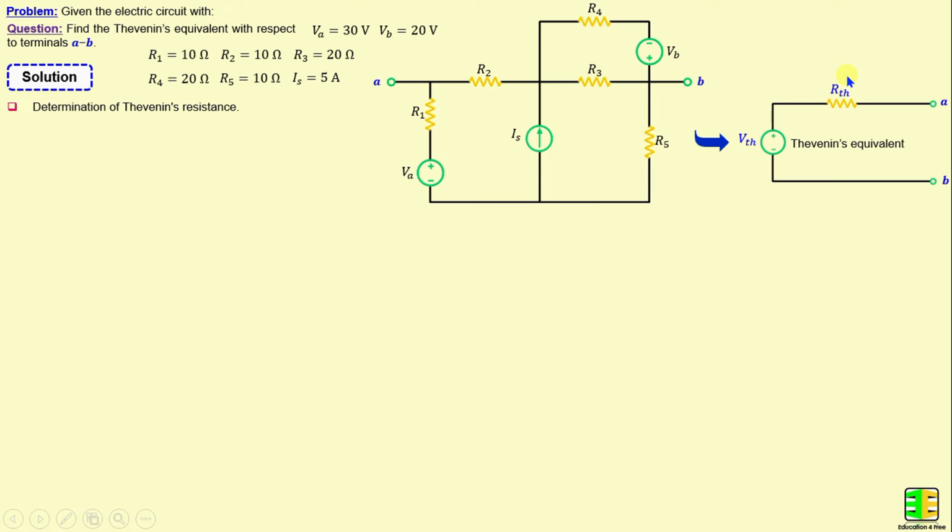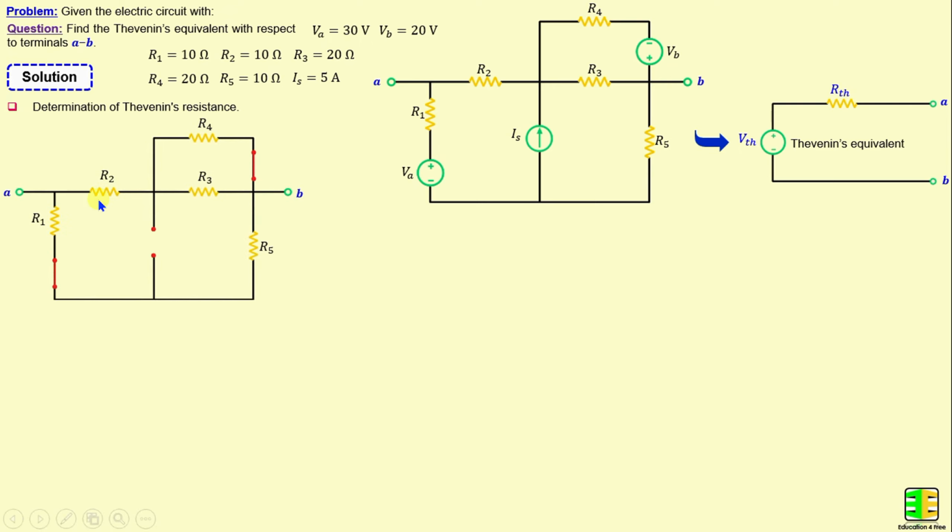I will start first with the determination of the Thevenin's resistance. This step can be done by removing all independent sources in the circuit, which means the voltage sources will be replaced by a short circuit and the current sources will be replaced by an open circuit. The Thevenin resistance represents the equivalent resistance between terminals A and B.